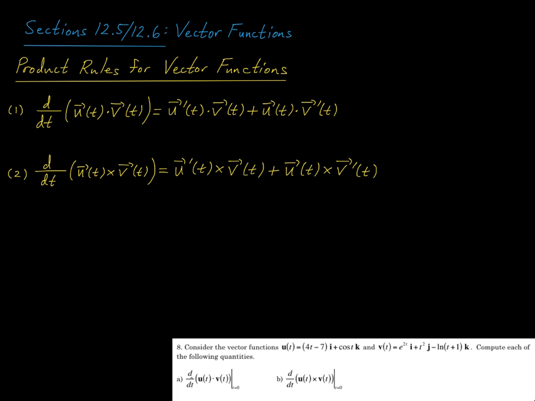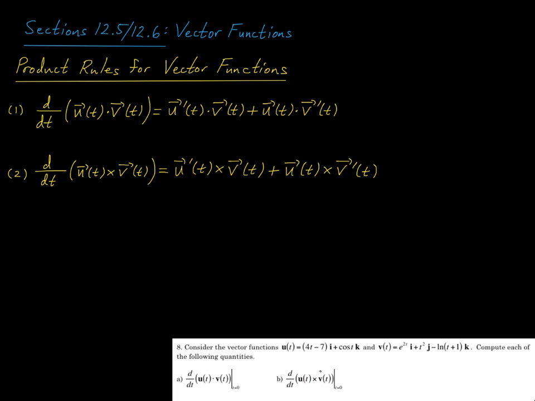Okay, so in part A, we're going to take the dot product of the two vector functions, and that's going to give us just a function of t, and then we're going to differentiate that function with respect to t, and then evaluate that derivative at t equals 0. And then in part B, it's very similar. We're just going to replace dot product with cross product.